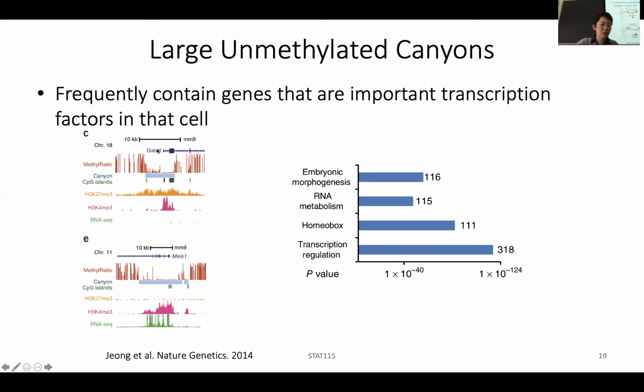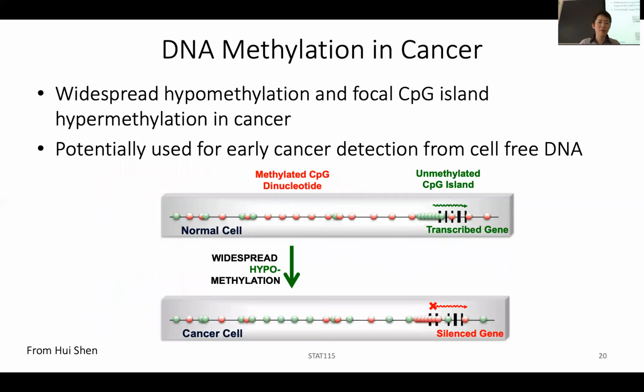They look at those regions that have these DNA methylation canyons, and you look at their gene ontology analysis. These are embryonic morphogenesis, homeobox, transcription regulation. So these are important genes that need to be tightly regulated. And in those genes, you very often see some other histone modifications, which we'll talk about next lecture, but suddenly very, very low methylation indicates that this gene is potentially important. Okay, so you see another landmark that can tell you whether something is useful.